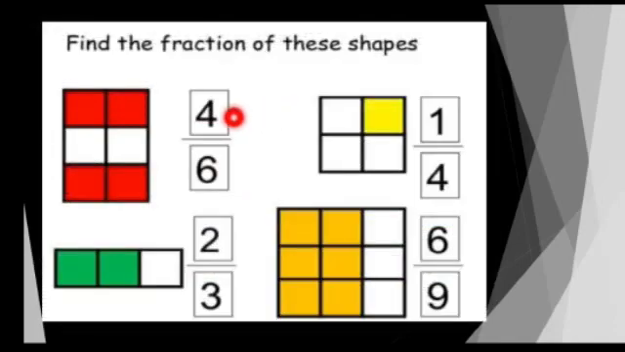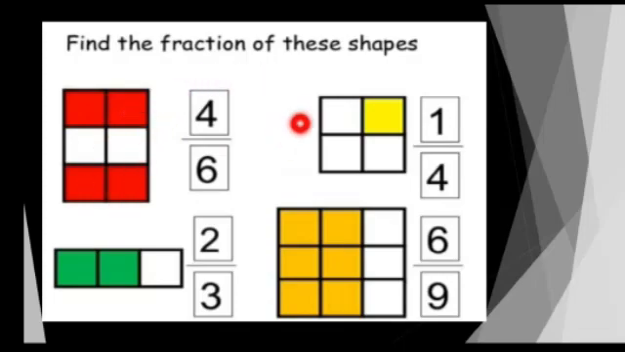Here we can see 4 by 6. So here 4 is the numerator and 6 is the denominator. Dear students, why is 6 the denominator? Because this whole is divided into 6 equal parts. Right? That's why 6 is the denominator and 4 is the numerator. Why is 4 the numerator? Because among these 6 equal parts, 4 parts are shaded.